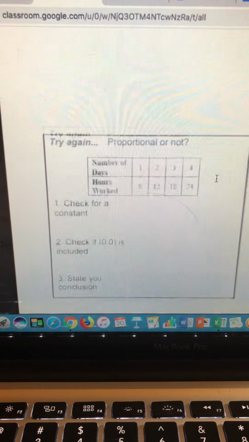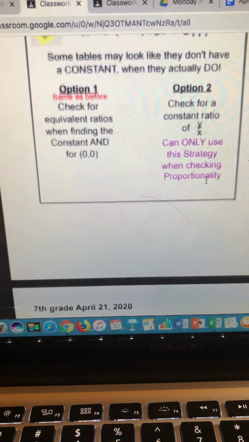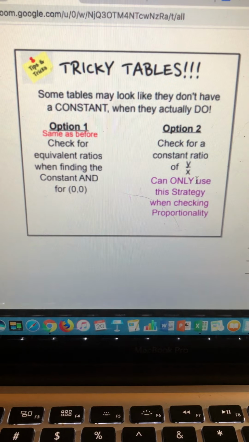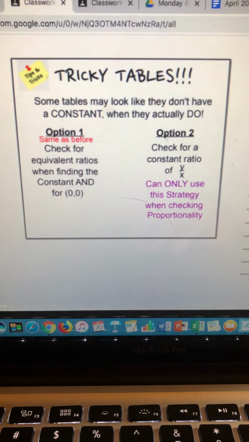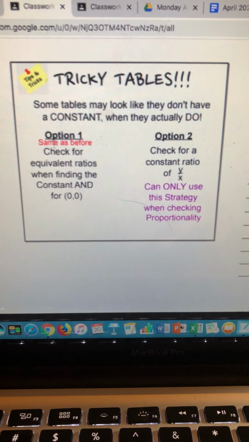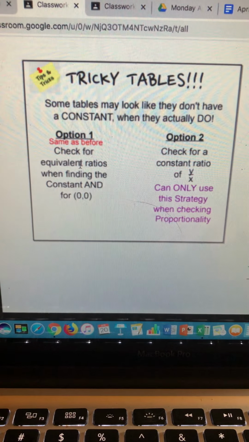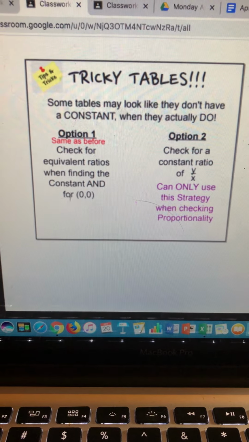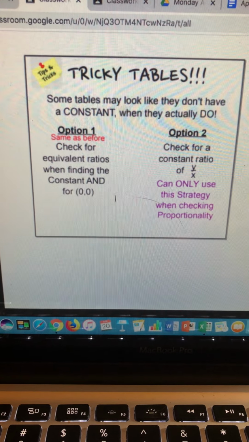Yes, it is proportional. Okay, there's another example here for you guys to practice, taking you through constant, 0, 0, etc. And then it goes into some tricky tables. So these tables are the ones where they don't look like they have a constant, but they actually do. So there's two options. First option is same thing we were doing. You're just going to have to simplify your constants to see if they are the same. And then, of course, check for 0, 0.